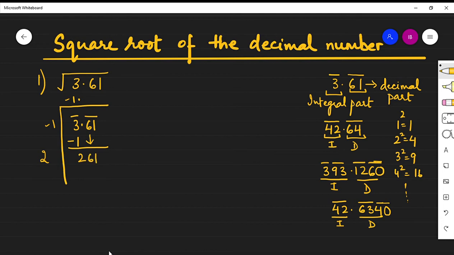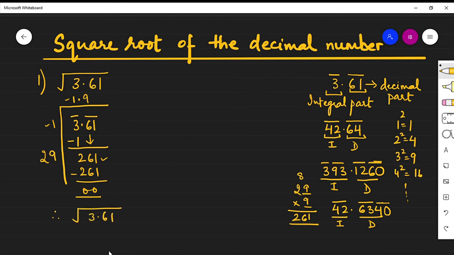Now, give me the digit over here so that we get 261 as the answer. Let's try with 9. 9 9 the 81, 9 2 the 18 and 8 26. So we got 29 9 the 261 and the remainder is 0. Therefore, square root of 3.61 is 1.9.